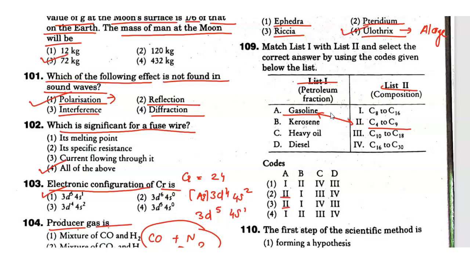Now next is kerosene. Its carbon composition is C8 to C16. So for B it is the first one, same. Now heavy oil. Heavy oil is the fuel oil, and it has carbon between 16 to 13. So that is option 4, meaning option third is correct. Next is diesel. In that carbon 10 to 18 is there. So the correct answer is option third.